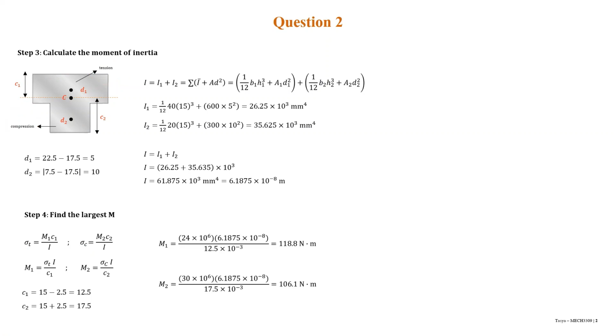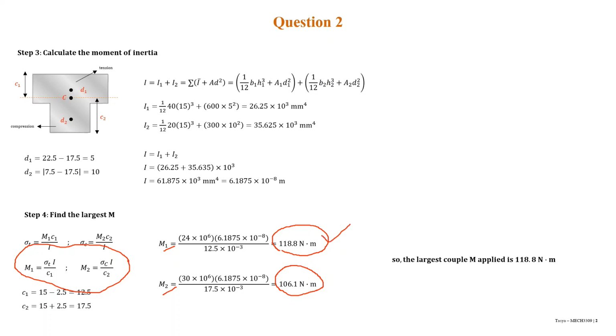And we're moving to the next step, which is determining the M. So we know this formula here. We just need to put everything in to find M1 and M2. It is known that M1 is 118.8 Newton meter and M2 is 106.1 Newton meter. So we just need to compare these two. Which one is bigger? It is obviously this one, right?